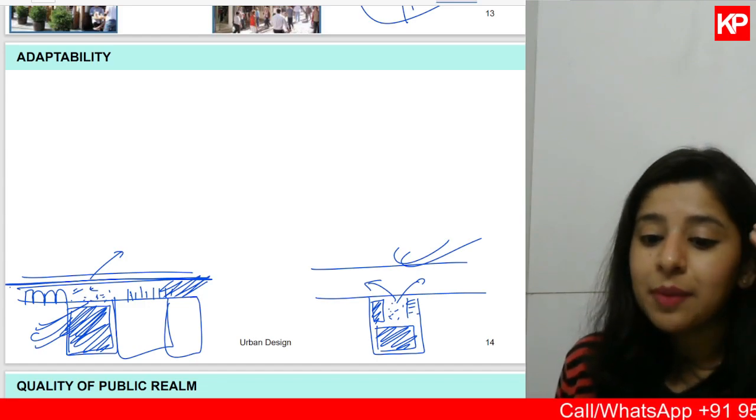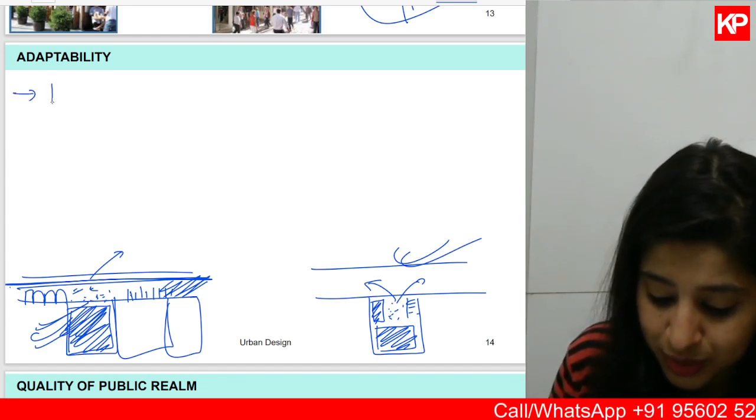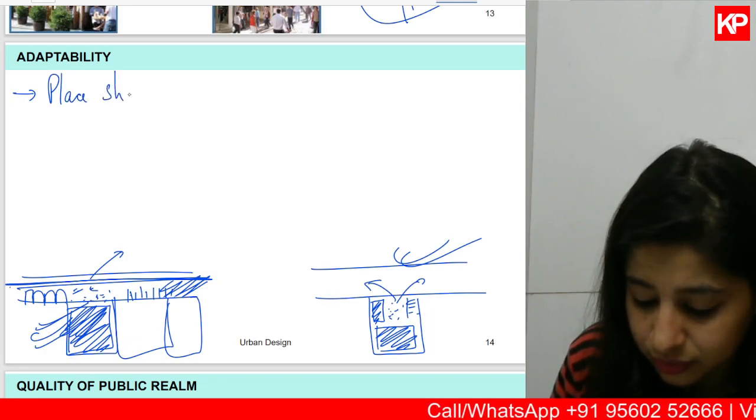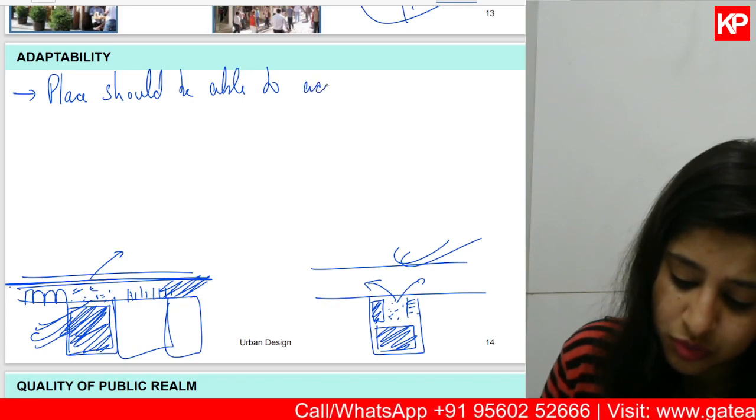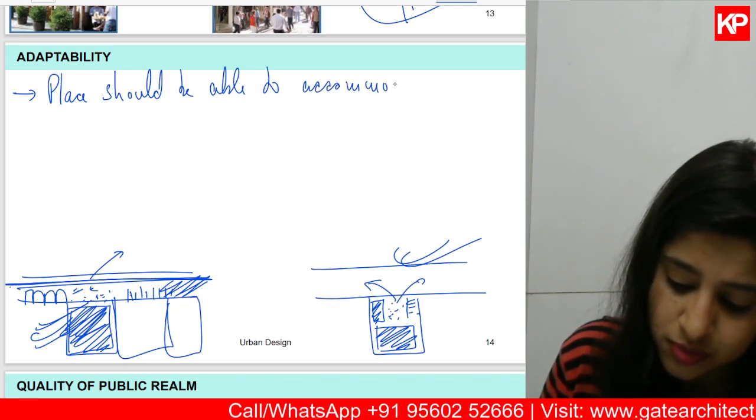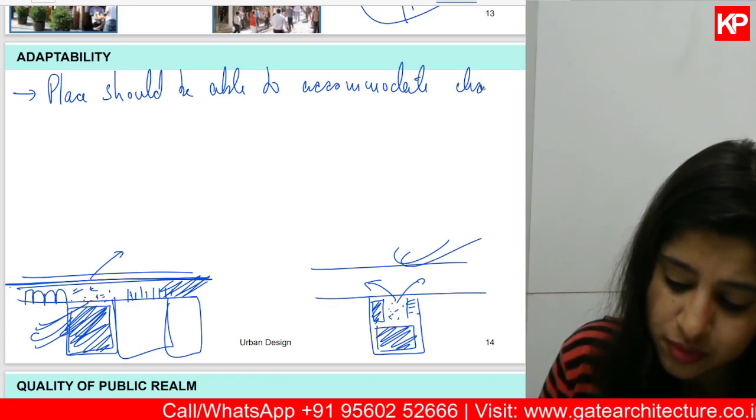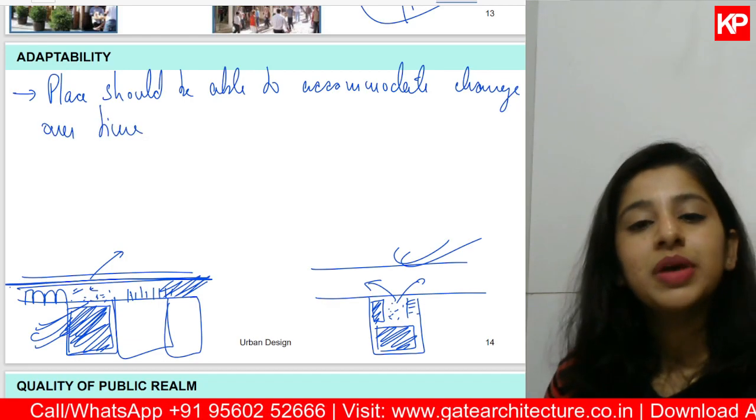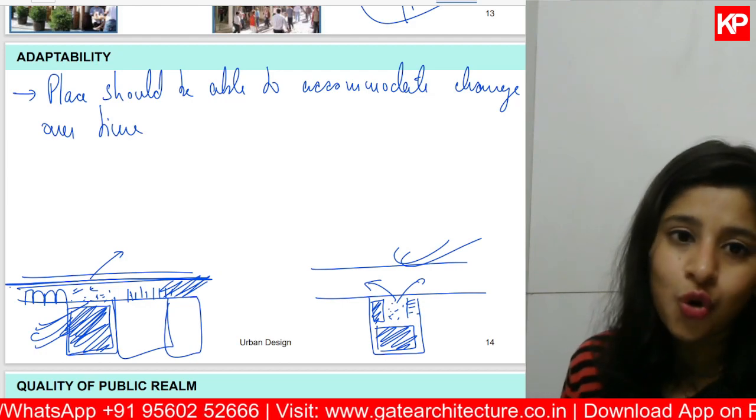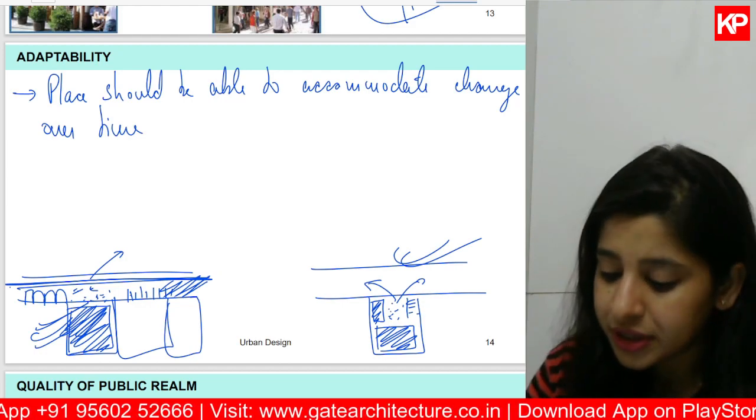So when we talk about adaptability, we talk about a place that should be able to accommodate change over time. This is what adaptability is all about.